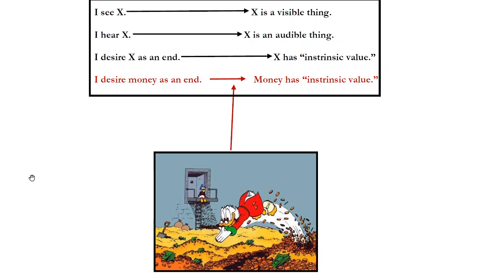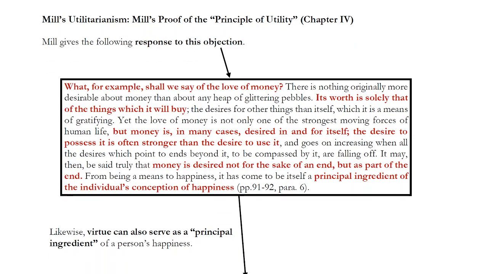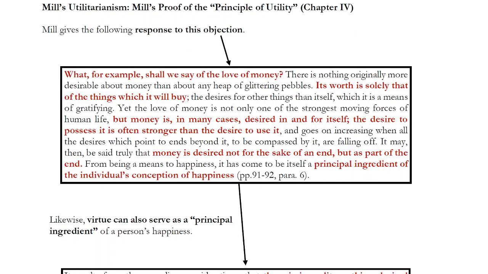So Mill needs a response here. Specifically, he needs a response that explains why it is that pleasure is the only thing with intrinsic value. He needs an explanation of what's going on in these cases. And he actually provides an explanation specifically on this point. So Mill asks the question, what, for example, should we say of the love of money? What should we say about the Scrooge McDuck, the miser who just hoards up money and seems to pursue it for its own sake? There's nothing originally more desirable, Mill tells us, about money than about any heap of glittering pebbles.